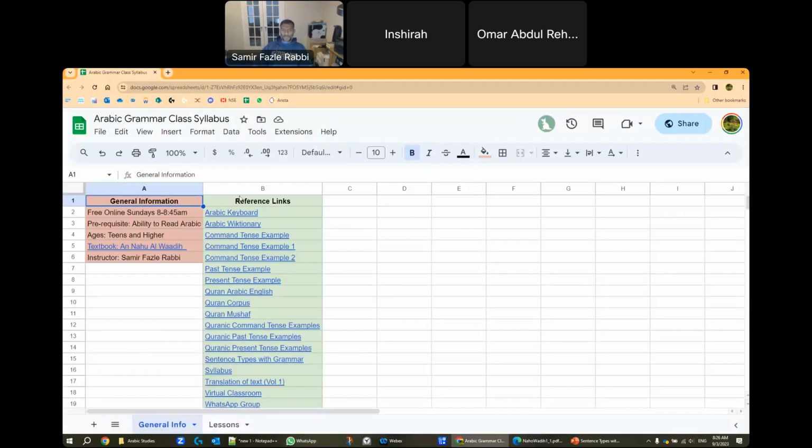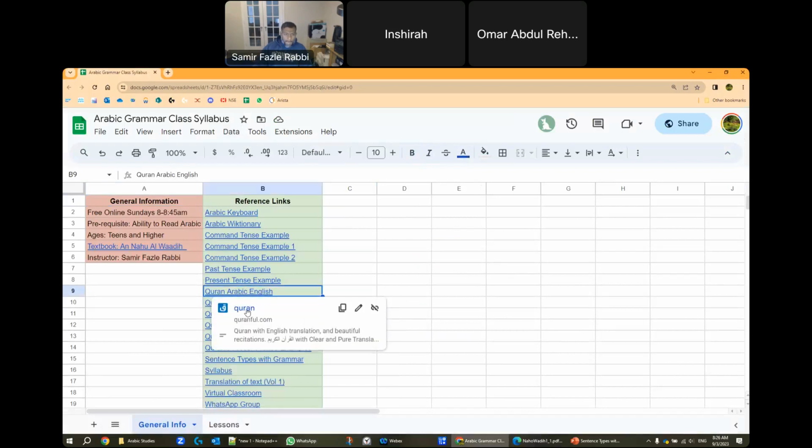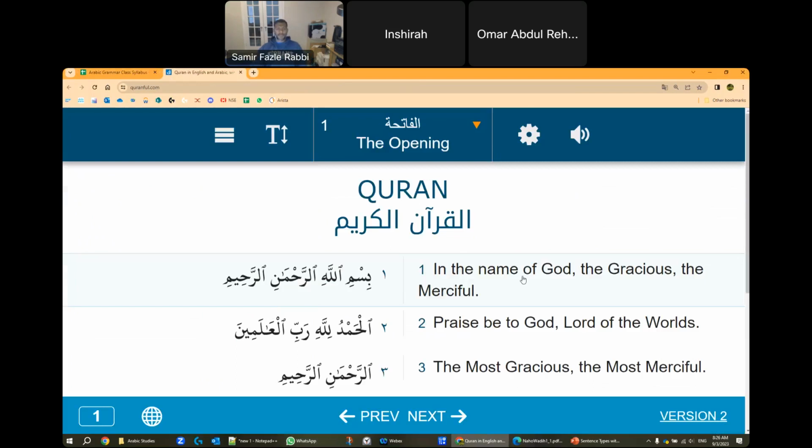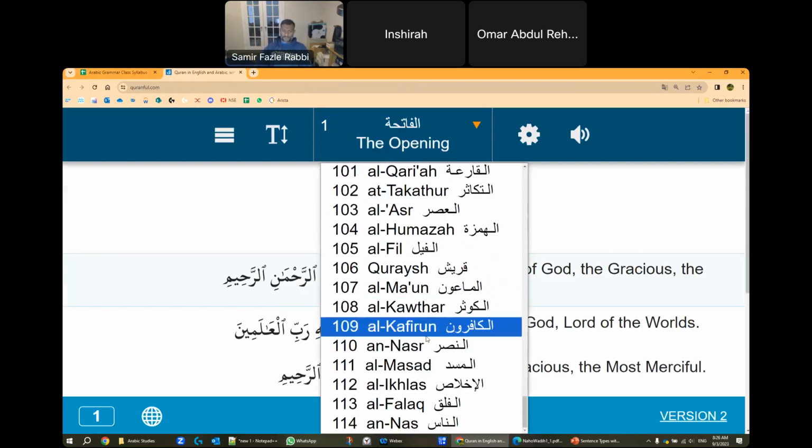So in means if, correct? Which is why it results in two verbs that are in that jazm state, correct? Yes, yes. Okay.